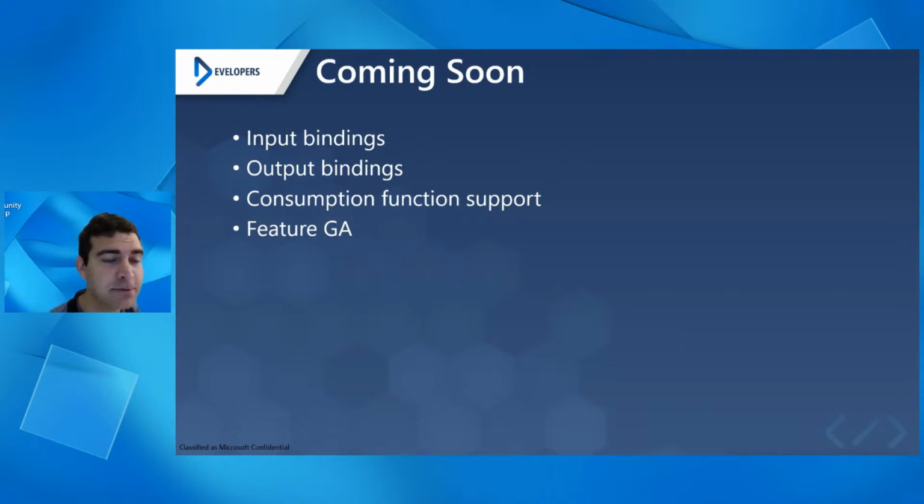And then consumption function support is just being able to run on true serverless functions. A premium function or a durable function is always provisioned and always running, whereas consumption functions are more on demand. So we'll support those as well during the GA timeframe.